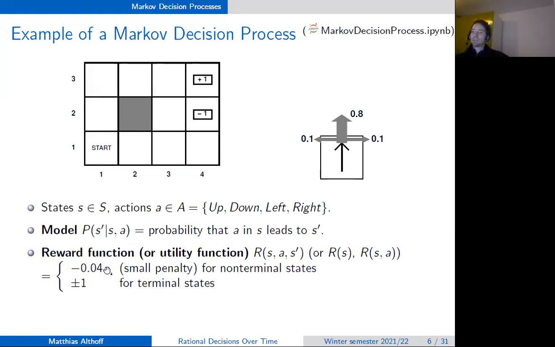And each step costs 0.04. So you would like to reach the +1 region in as few steps as possible. And the reward function here in this case just depends on states, not on actions. So we have a special case, it just depends on S, but there can be rewards depending on S and A, and there can be rewards depending on S, A, and the next state.